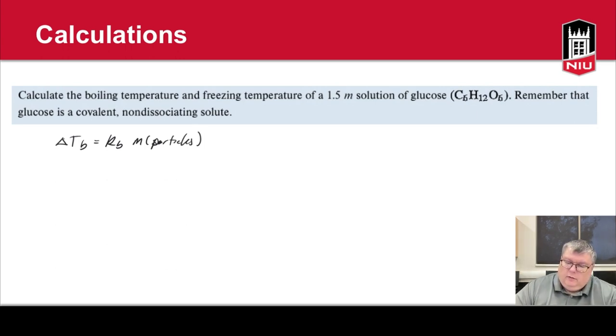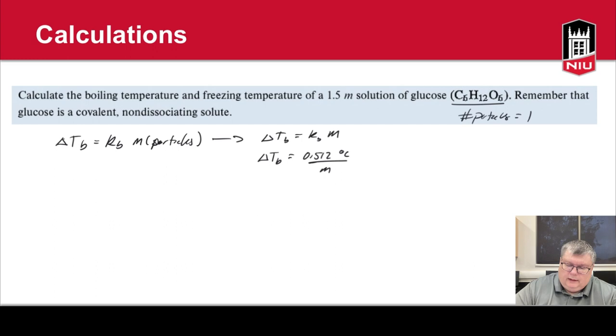Since this is non-dissociating, the number of particles equals 1. So this becomes delta TB equals KB times M. Or delta TB is equal to 0.512 degrees C per molal times 1.5 molal. Molality cancels, and we're left with degrees C, and that's 0.768 degrees C for the change.